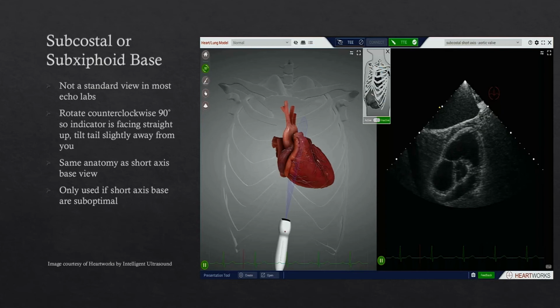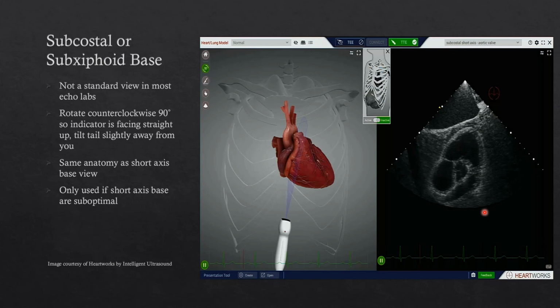So if you take the transducer, rotate 90 degrees so our indicator is facing straight up now. We're cutting the heart in the short axis again. If you tilt the tail of the transducer slightly away from you, we're right here at the base of the heart, and we're seeing the same anatomy over here as we were seeing in our parasternal short axis base view. Okay, so if we weren't able to see this well there, we can potentially see it well here.